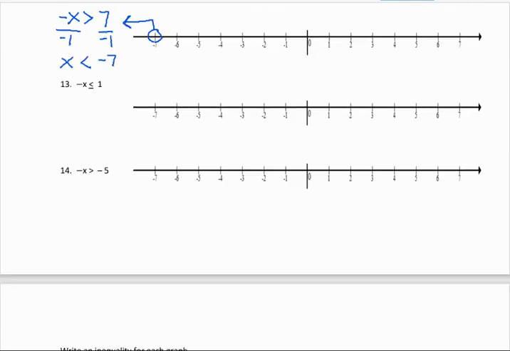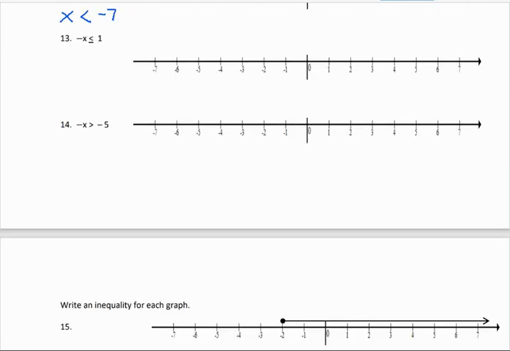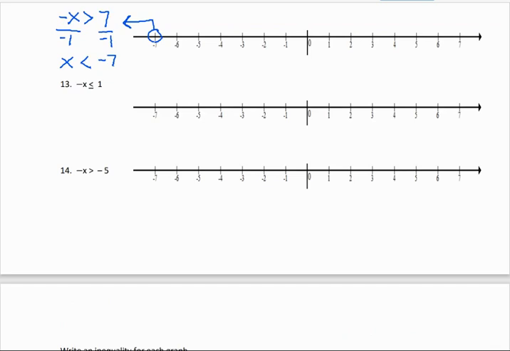So go ahead, everybody, and do 13 and 14 right now. Try those, show your division, make sure you have the correct symbols, and then your open and closed circles. So let's do those, give you a good minute, and then we'll check them. But everyone needs to be trying them, okay? 13 and 14.